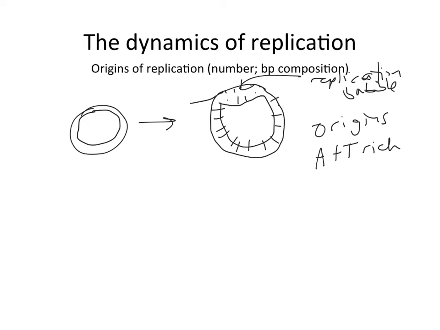So that gets at that second point, origins of replication, number and base pair composition. Just talked about base pair composition. What about number of origins? Bacteria have 1. How many do we have on our chromosomes? 1? Do we have more than 1? It would be multiple, depending on which gene you wanted to.